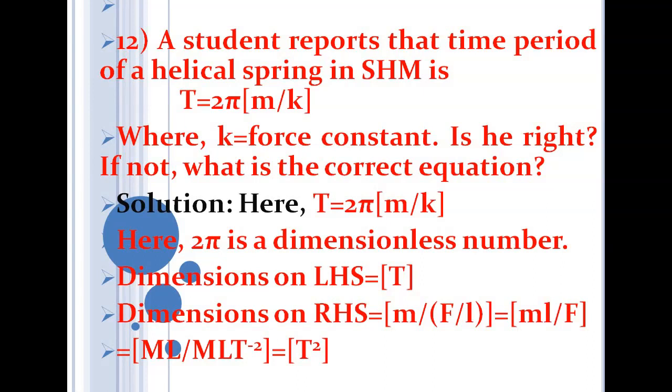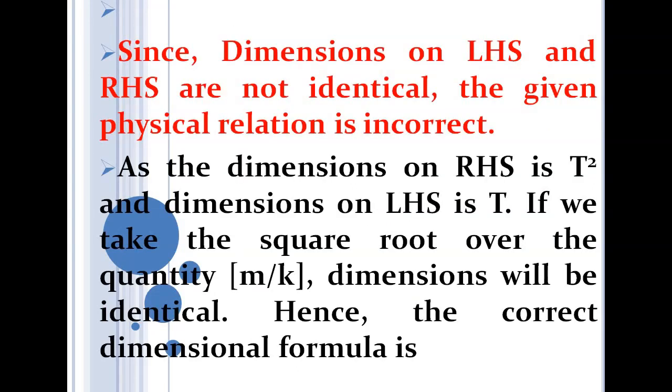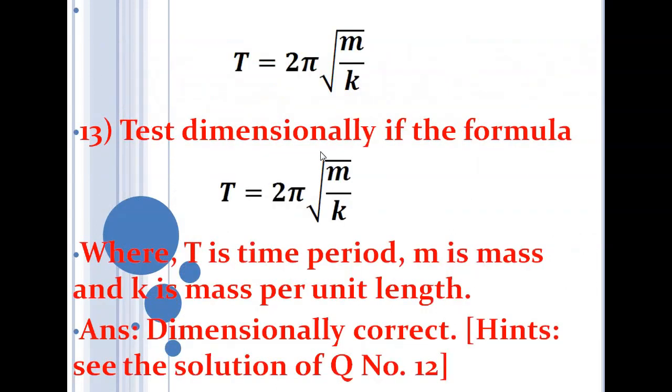Since the dimension on the left side is not equal to the dimension on the right side, the given physical equation is dimensionally wrong. What can be done to correct it? If we take the square root of T squared, that is T, then the dimension on the right side will also be equal to the dimension on the left side. If we take the square root of the physical quantity m by k, the given relation will be correct. So the correct physical equation is T equals 2 pi square root of m by k.